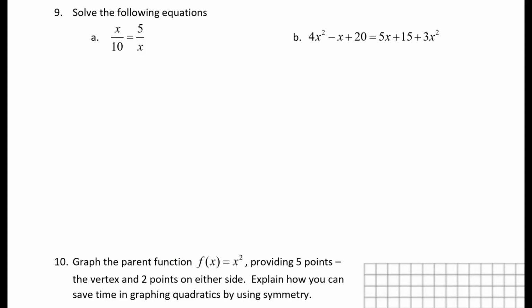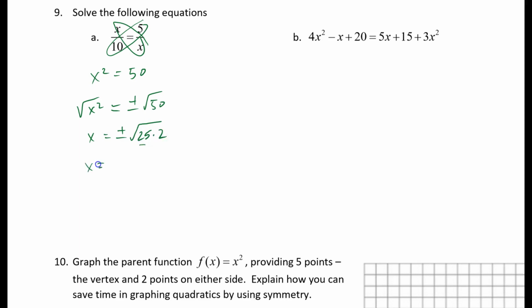Solve these equations. So these are just going to turn out to be quadratic equations, but we have to do a little work to get there. Here I'm just going to cross multiply. So x times x is x squared, 5 times 10 is 50. And then we solve this by square roots. Take the square root of both sides, and that equals plus or minus the square root of 50. Square root of x squared is just x. We can rewrite this as 25 times 2 with that perfect square factor. X equals plus or minus 5 square roots of 2.